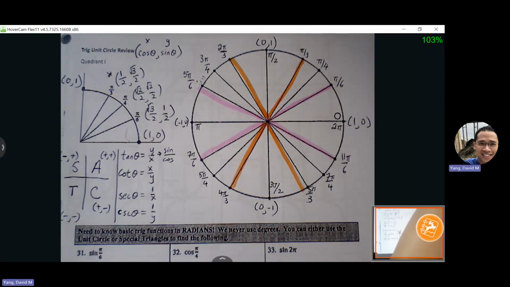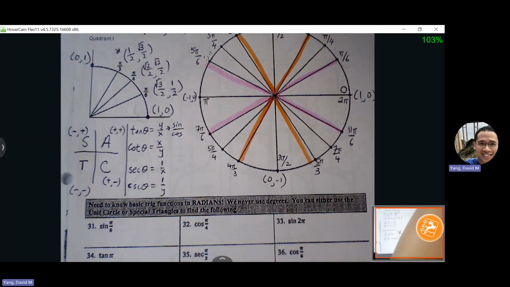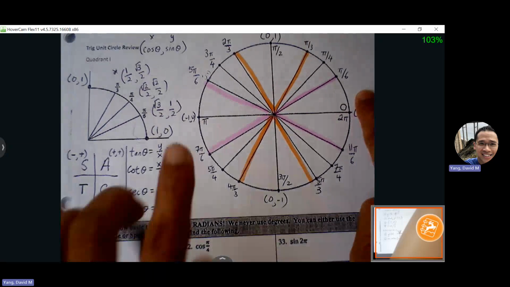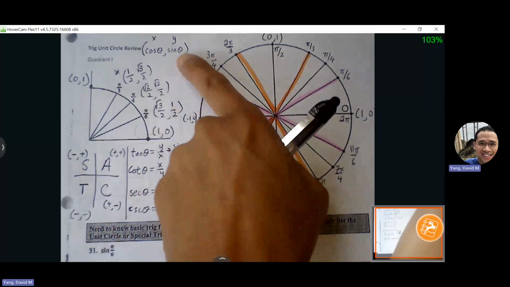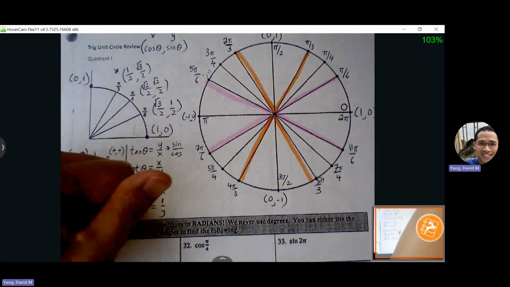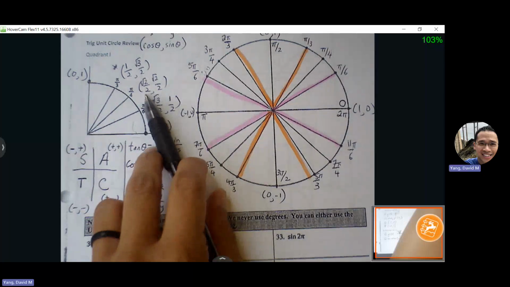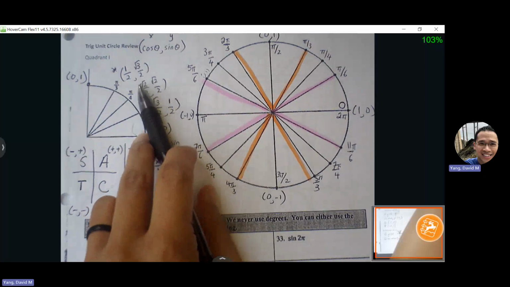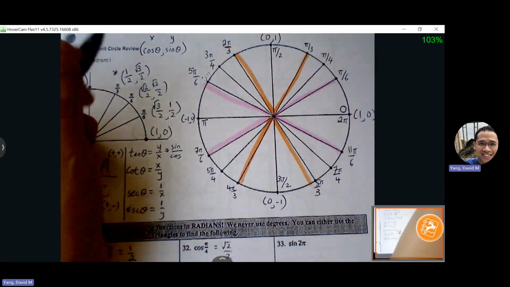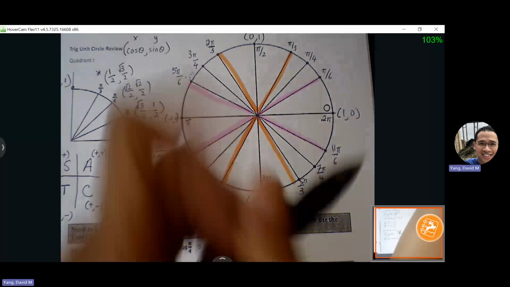Let's see if we can fill out some of these, let's do from 31 to 46. I'll do the first few with you, and then you can fill out the rest. So sine of pi over 6, my ordered pair is √3 over 2 and 1/2. Sine is the y value, so sine of pi over 6 is just 1/2. Cosine of pi over 4, here's my ordered pair. Cosine is the x value, so √2 over 2. Sine of 2 pi. 2 pi is the same thing as 0, so sine is the y value.